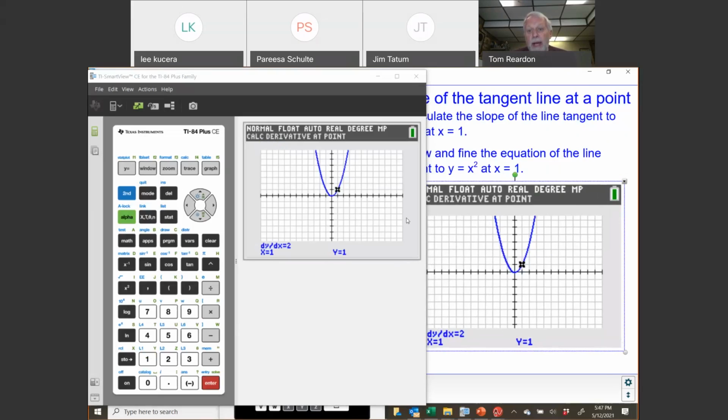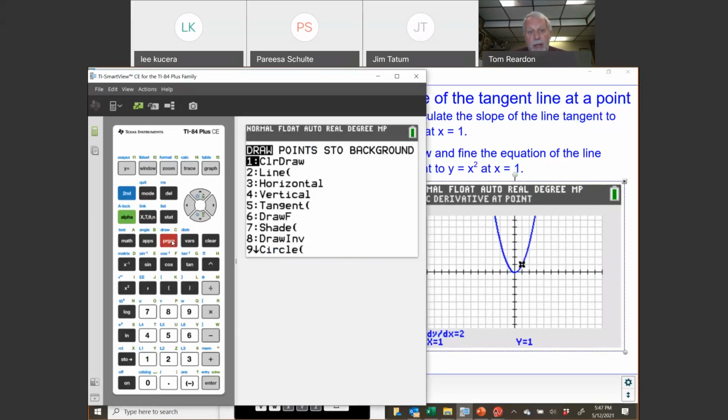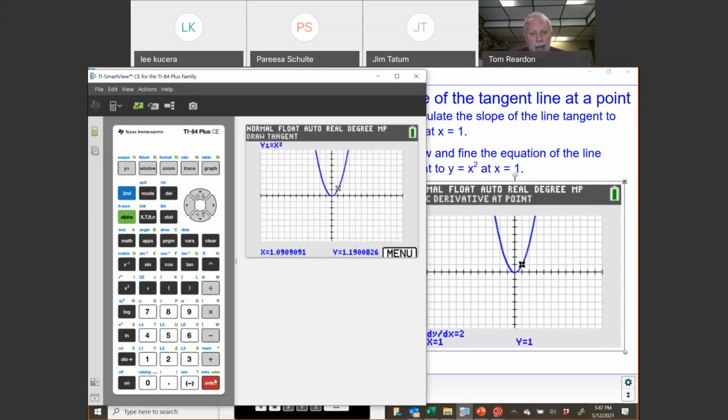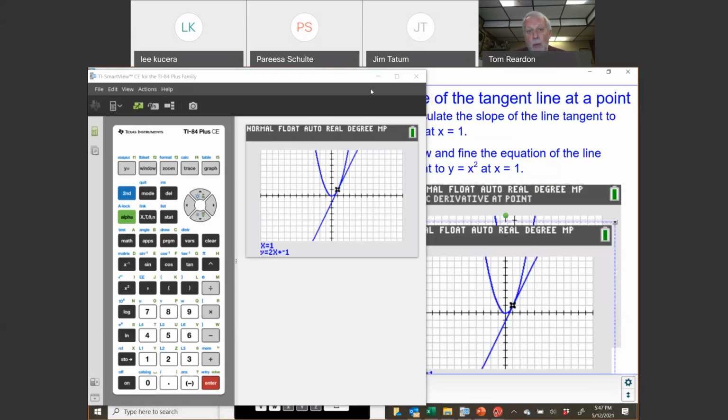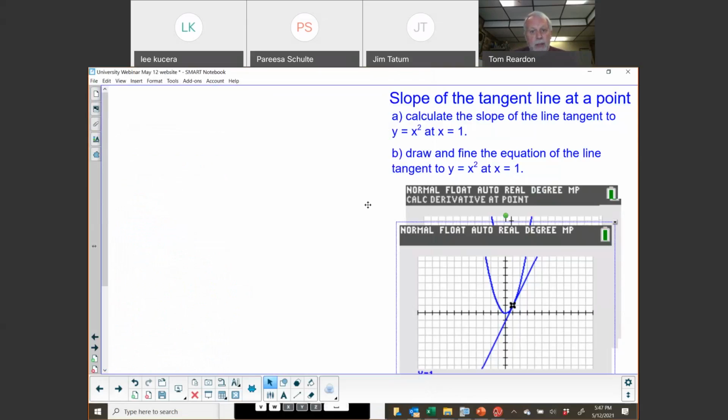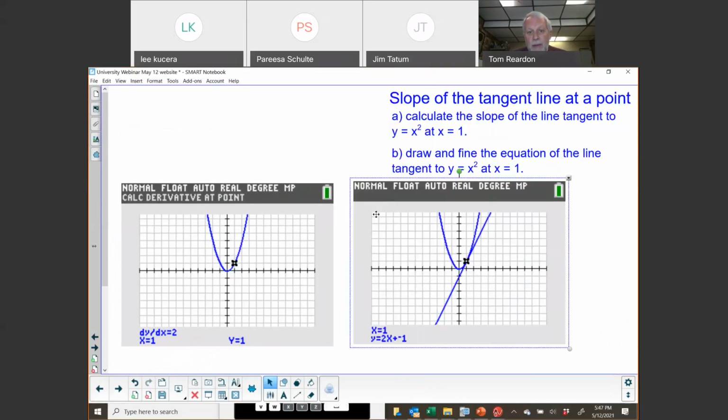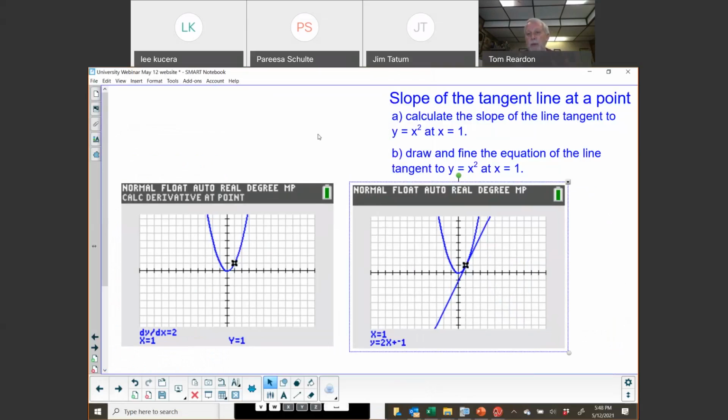I can also ask it to draw this tangent line at that point by going second program, which is the draw menu, and the number 5 is draw the tangent. Again, I want to draw it at 1, so I'll enter 1. Not only does it draw, it also gives me the equation of that tangent line. So again, visualize things, do them by hand, and then check with a graphing utility. Nspire will do the same thing as well.